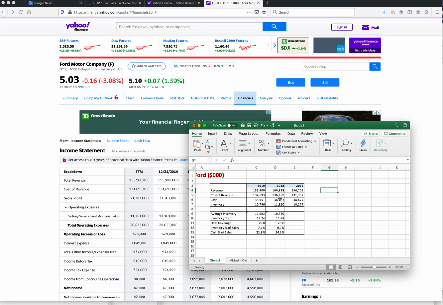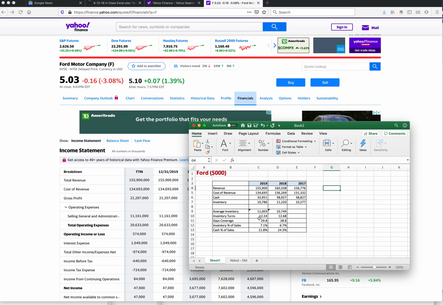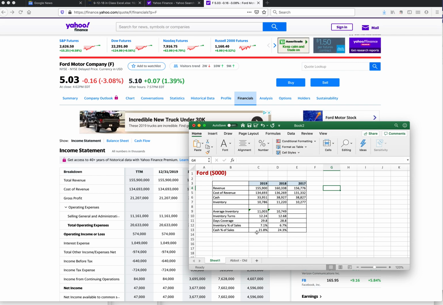So anyway, this is Ford. 12 inventory turns, 28, 29, 29, 30 days coverage. Inventory is 6 to 7% of sales, and cash is 24 to 21. Notice how the cash dropped, but the inventory didn't go up that much. Maybe the inventory went up just a little bit. It went up $1 billion, but cash went down $5 billion. So it's not just inventory, it's other things. All right, so let's label this Ford.